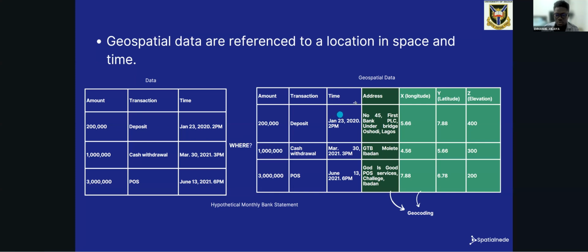And this is just an example of how it looks when you transform a normal data set into a geospatial data set. Because with this, you can get an overview of the banks you have visited, for example, the locations where you make your POS withdrawals, the locations where you make your cash withdrawals, etc. So where is a means of enriching a normal tabular data set. And when you add where to a data set, you get more insights.